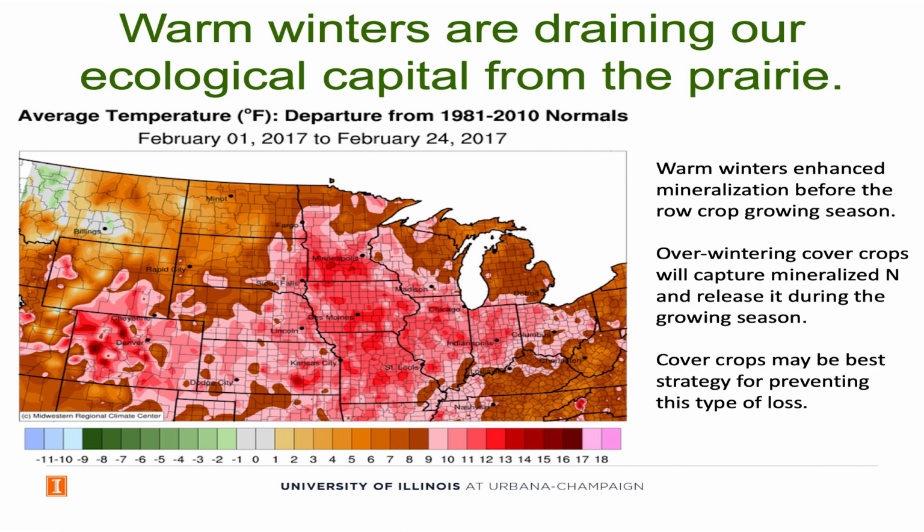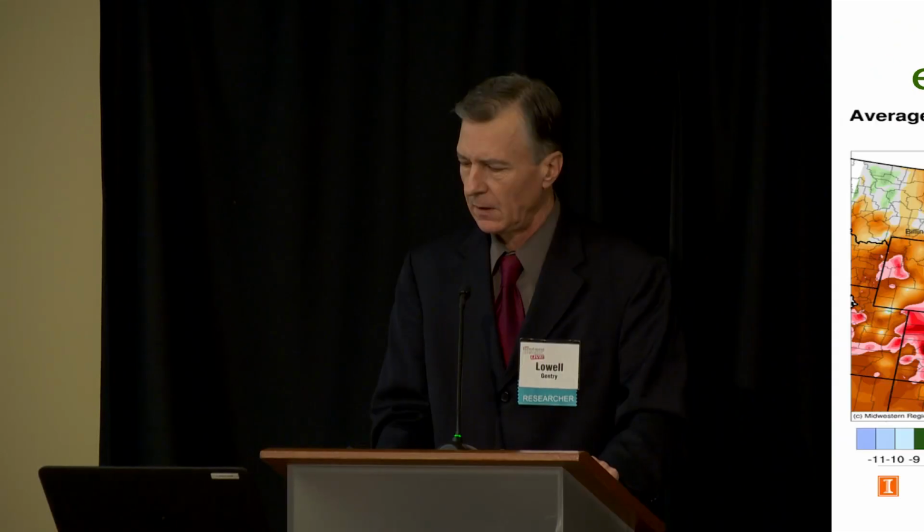So in 2016, we have record crop yields in the Midwest. In 2017, we have record crop yields, but sandwiched in between these two record yields is the largest hypoxic zone ever measured. So I'm worried that warm winters are slowly draining our ecological capital from the prairie. And I think we've got to be concerned about N loss following soybean, and that cover crop might be the best strategy.